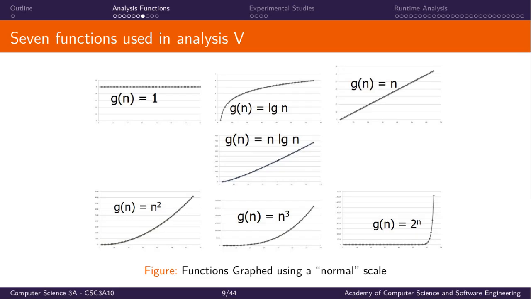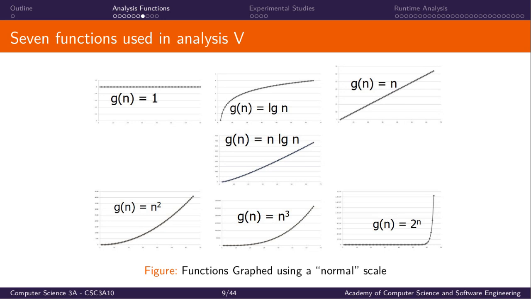Then we have g of n equal to n log n. So this is the combination of linear and logarithmic. So it grows at a faster rate than each of those, but at a slower rate than the quadratic function, which we have in the bottom left there, g of n equals n squared. That's a parabola. We should be comfortable with that. We should have seen that a lot in high school.